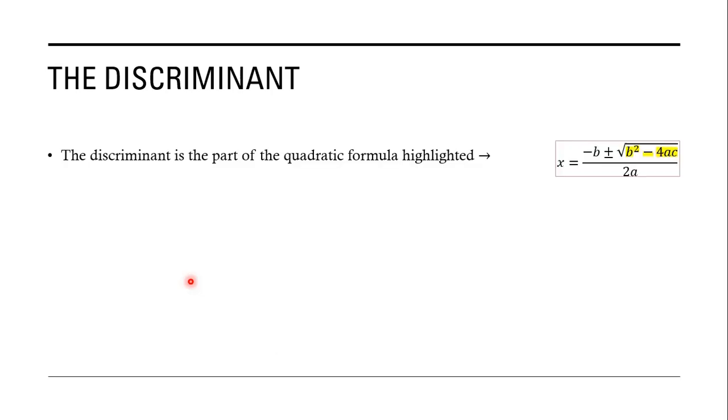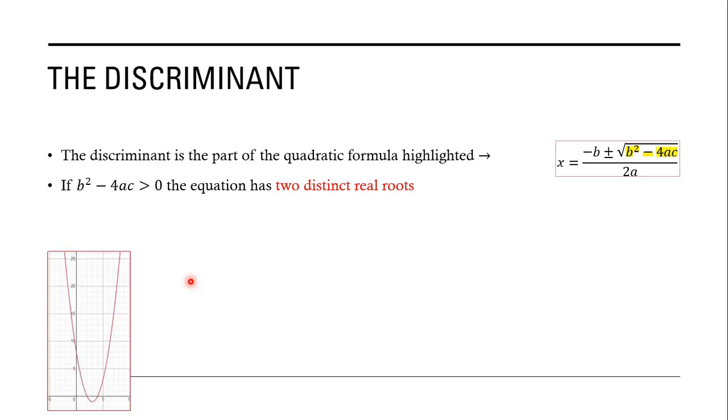Okay, so an important part of the quadratic formula is the discriminant. Discriminant is the part of the quadratic formula I've highlighted here, so b squared minus 4ac. If b squared minus 4ac is more than 0, the equation has two distinct real roots. So this is what a graph looks like if it's got two distinct real roots. It crosses the x-axis twice in different places.